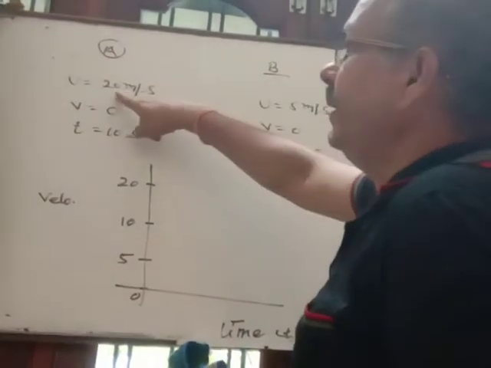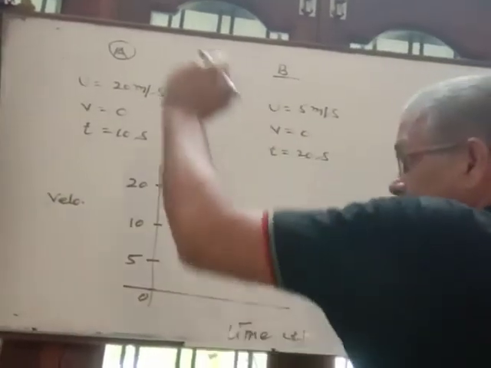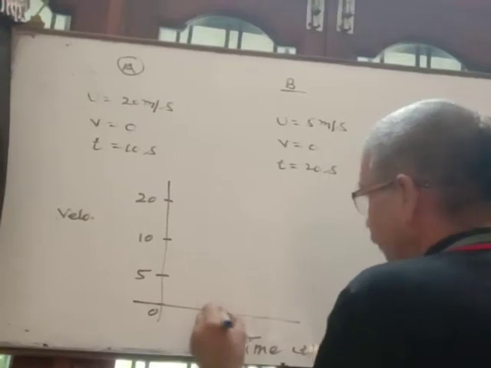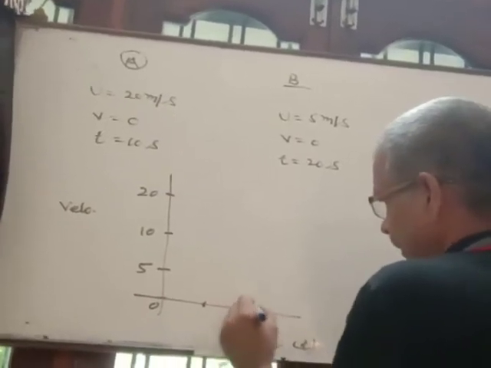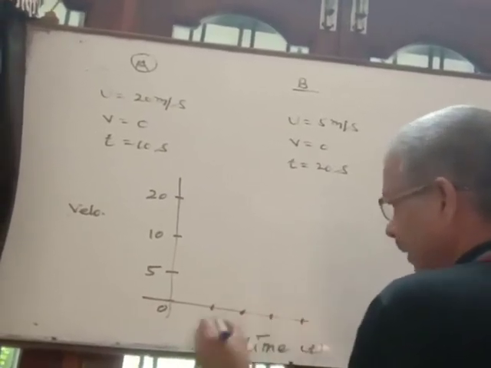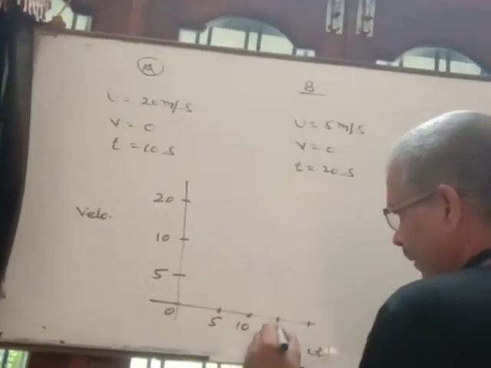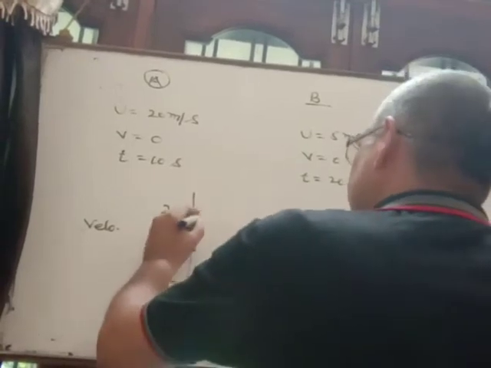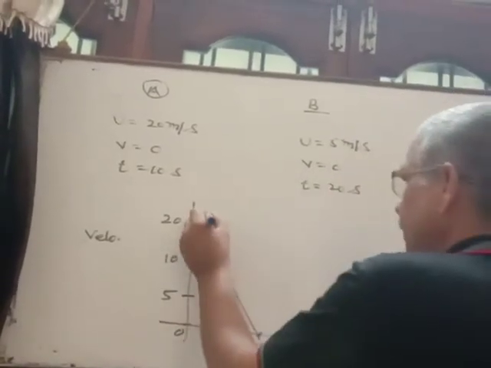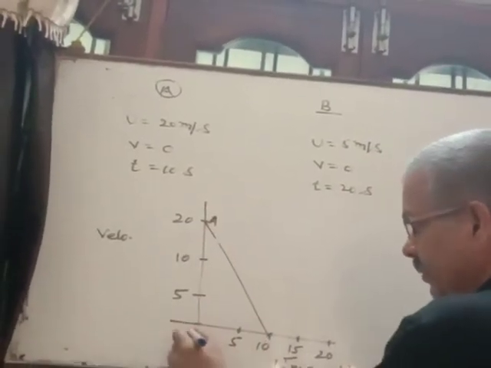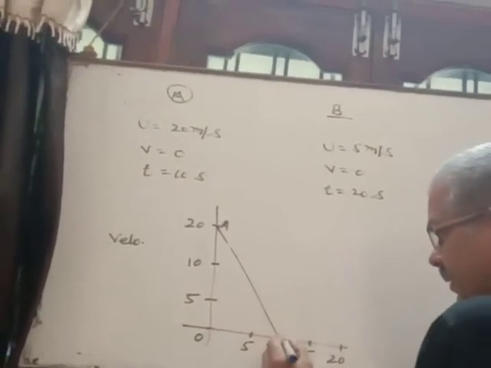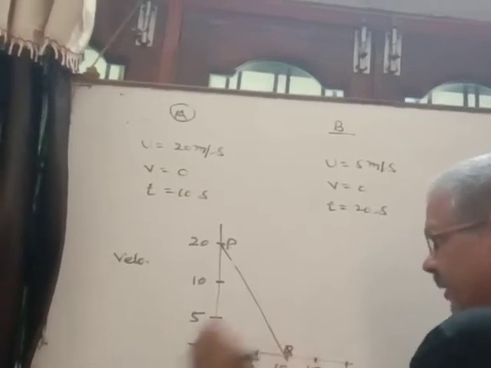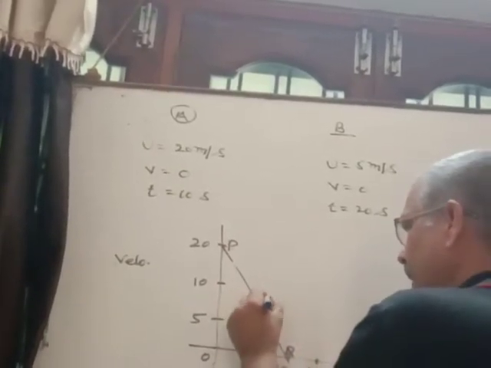So for car A, initial velocity 20, decelerate uniformly and after 10 seconds its velocity becomes 0. Suppose it is 5, 10, 15, 20 on both axes. So after 10 seconds its velocity becomes 0. Let the points be O, P, Q, so this is P, this is Q and this is O. It is for car A.